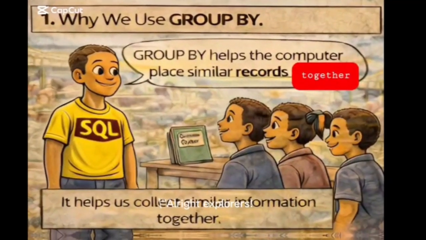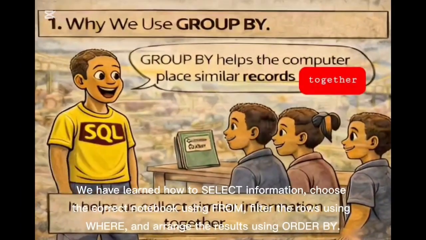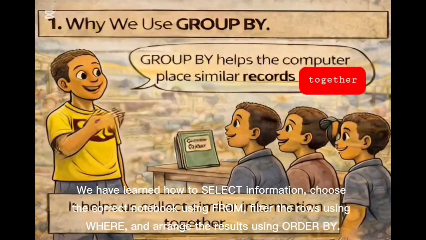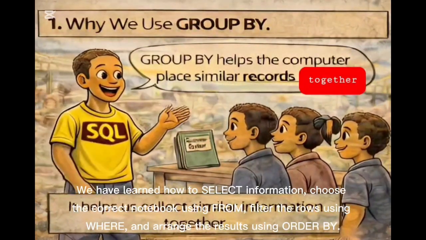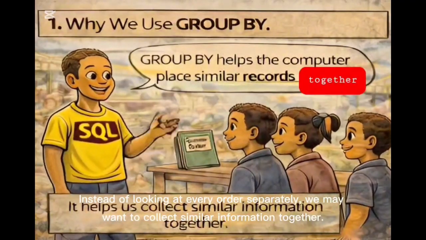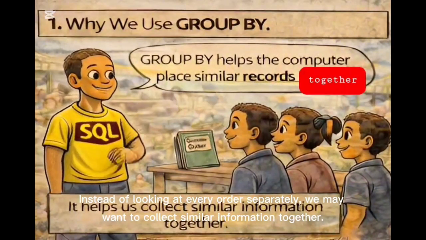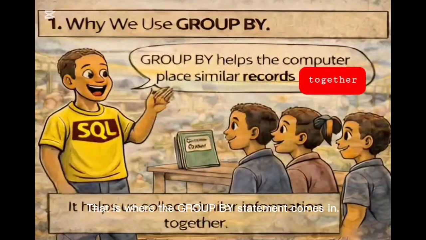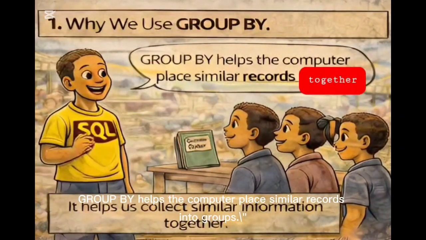All right, explorers, we have learned how to select information, choose the correct notebook using from, filter the rows using where, and arrange the results using order by. But sometimes we want to look at the information in another way. Instead of looking at every order separately, we may want to collect similar information together. That is where the group by statement comes in. Group by helps the computer place similar records into groups.